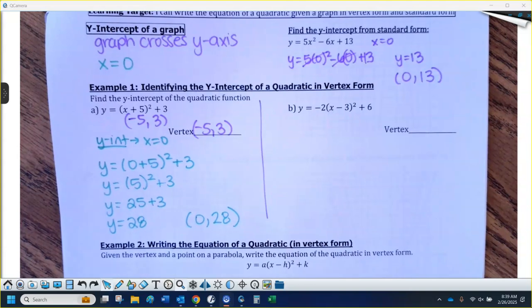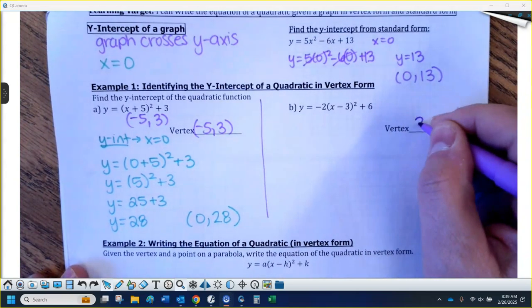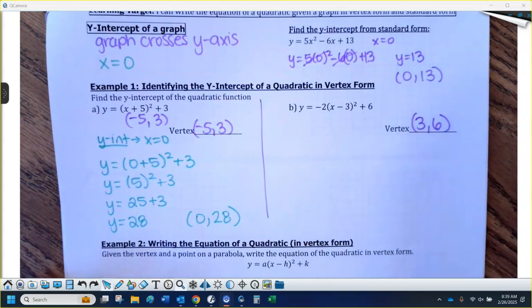Okay, so I got another one. This one has a number in front of the parentheses. So negative 2 times (x minus 3) squared plus 6. Can anybody tell me the vertex for that one? The negative 2 doesn't affect it. What would the vertex be? What'd you say? 3, 6. Perfect. Positive 3, positive 6. Exactly right. Opposite looks like a negative 3, so it's actually positive 3, whatever's with the x. And then whatever's outside the parentheses, just copy that down.